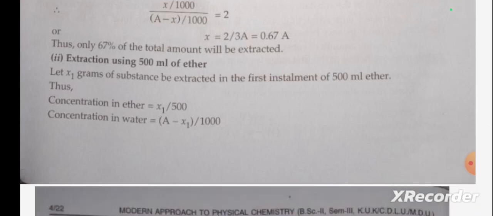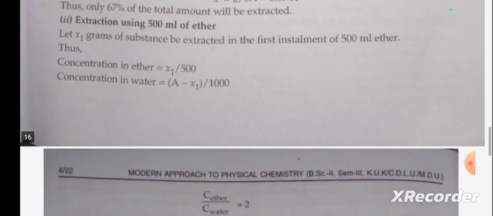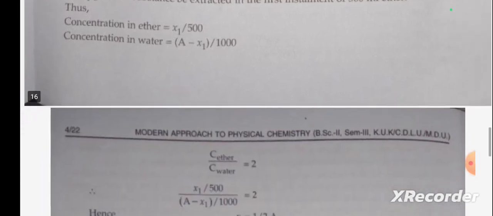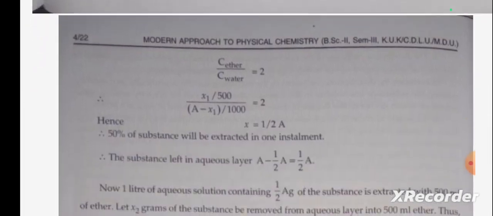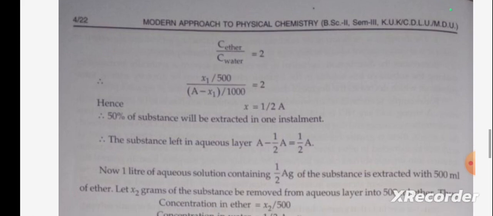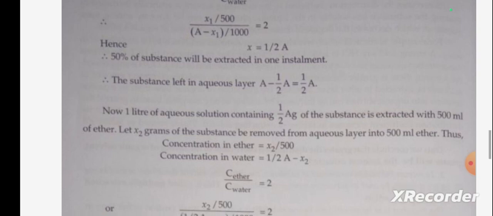Extraction using 500 ml of ether. Let x1 grams of substance be extracted in the first installment of 500 ml ether. Thus, the concentration in ether is x1 by 500. Concentration in water is (A minus x1) by 1000. C ether by C water is equal to 2. So x1 by 500 divided by (A minus x1) by 1000 is equal to 2. x1 is equal to 1 by 2 A. 50% of the substance will be extracted in one installment. The substance left is equal to 1 by 2 A.